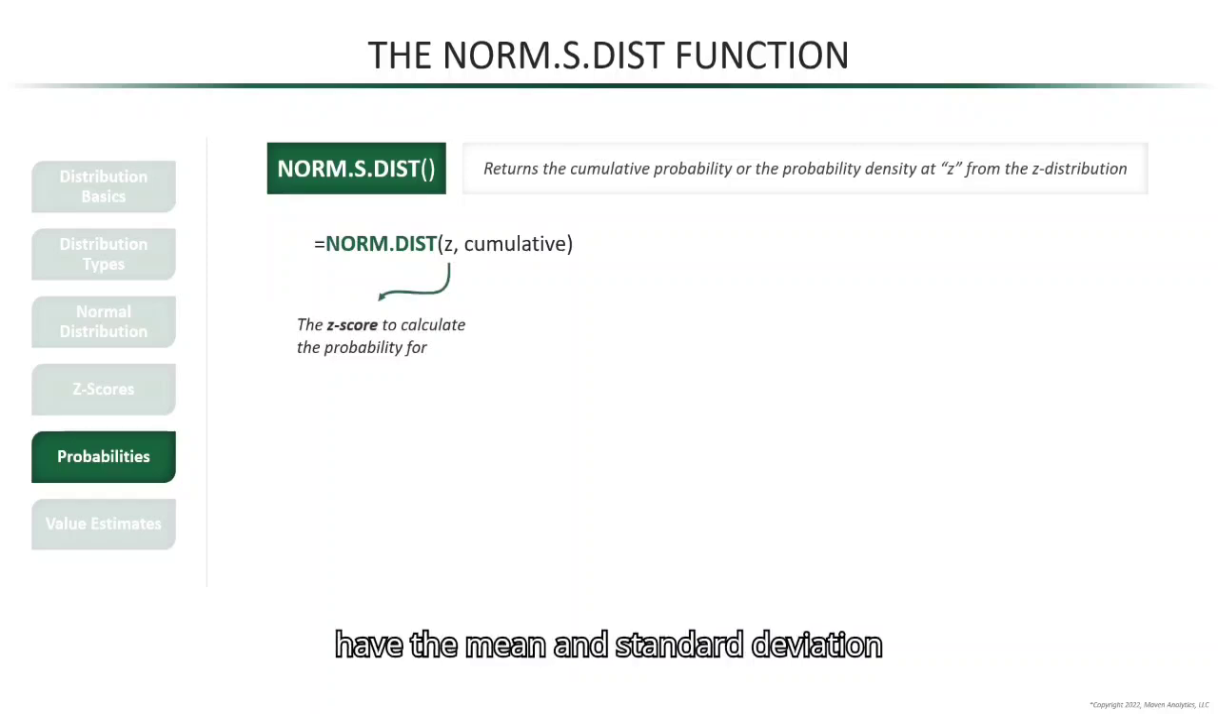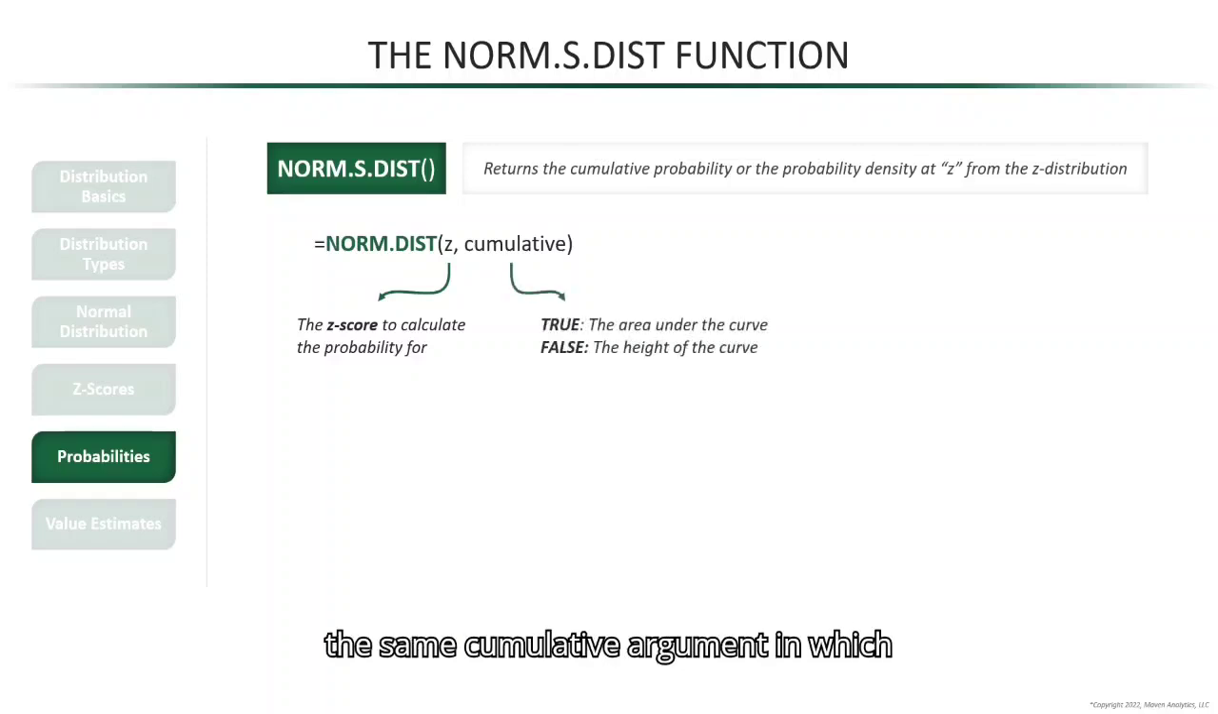And we don't have the mean and standard deviation arguments here, since the z distribution always has a mean of 0 and a standard deviation of 1. So we're just left with the same cumulative argument, in which true returns the area under the curve and false returns the height of the curve.